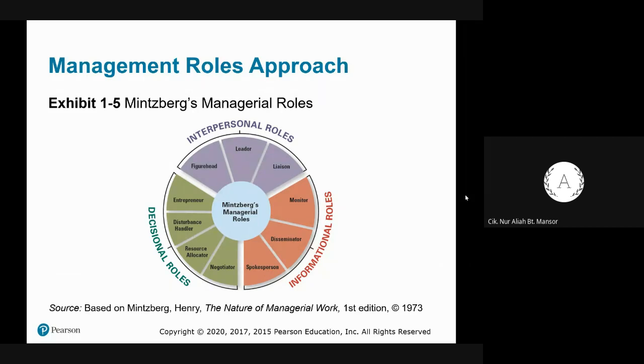Okay, to disturbance handler. And then kita ada resource allocator. Okay, orang yang letak di tempat yang sepatutnya, and the person where we want to put the money, for example, where we want to put the person, for example. Okay, and then we have negotiator, orang yang pandai negotiate. Okay, ni memang benda ni kena belajar from experience lah, negotiate. Okay, so tu 10 role.